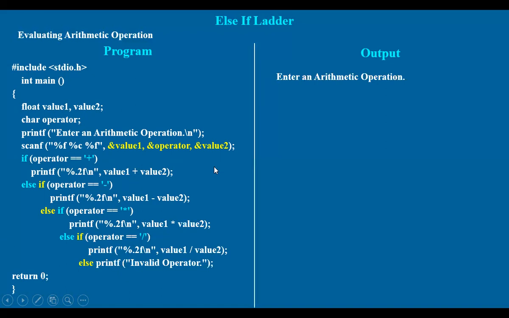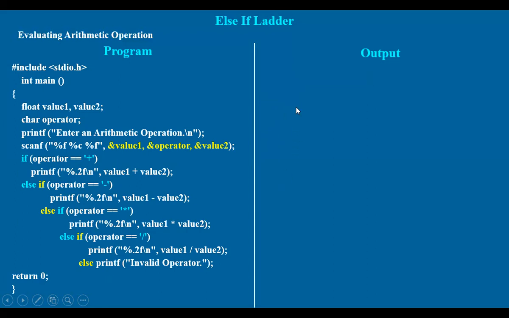Now it's asking, enter an arithmetic operation. Suppose we entered 35 plus 25. What happens? The result is 60. So here it has the plus operator. This plus is assigned to operator, and this operator is equal to plus here. So this statement itself is executed and comes out of the if-else chain here.